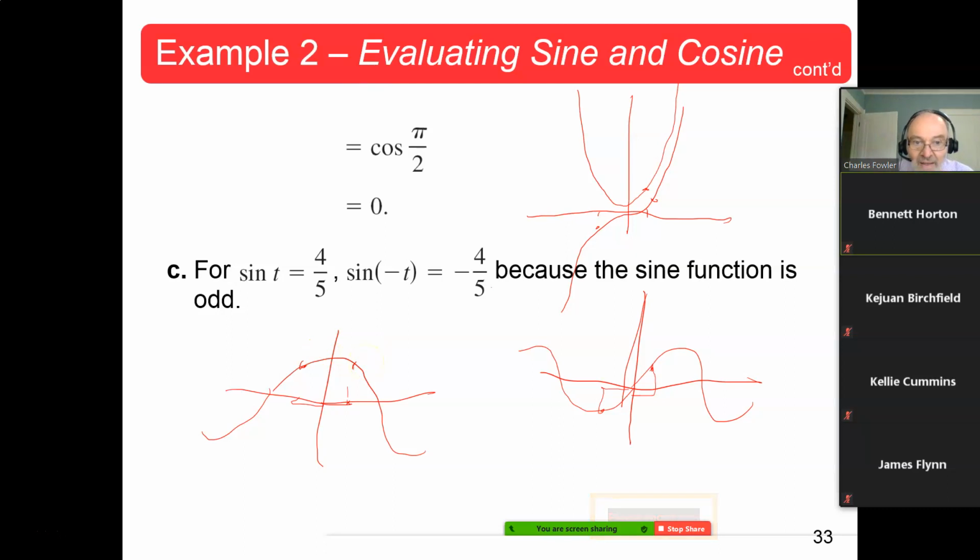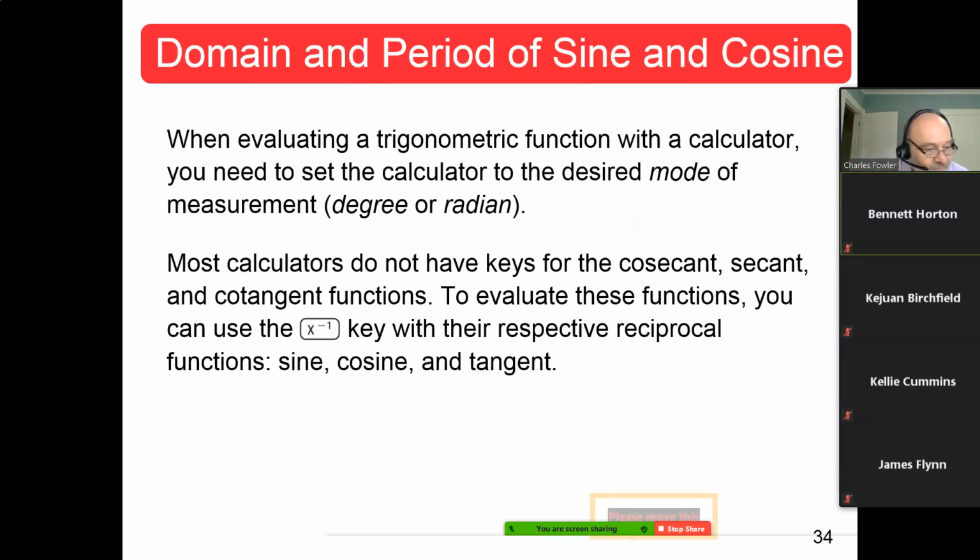Okay, let's see if there's anything else to see. No. So that finished example 2. Now I'm trying to see where we're at.